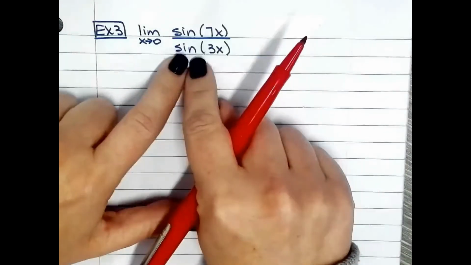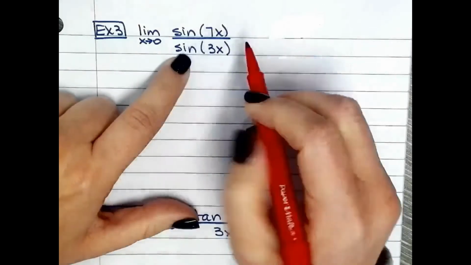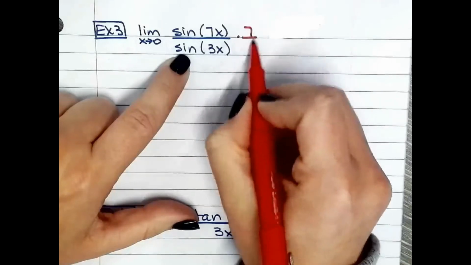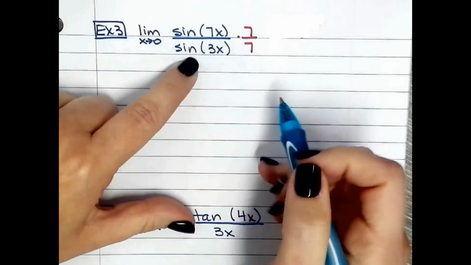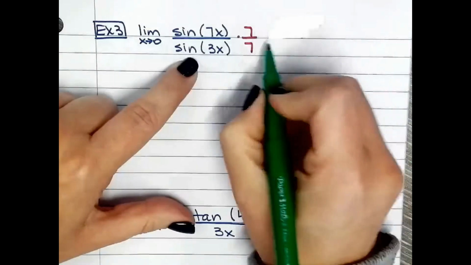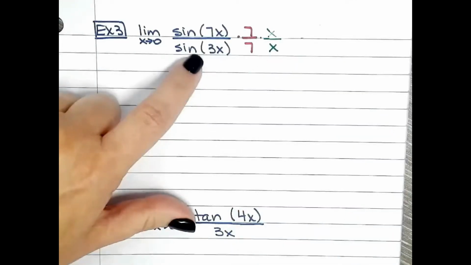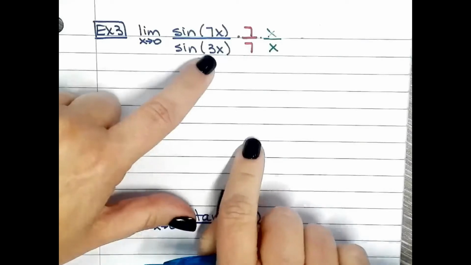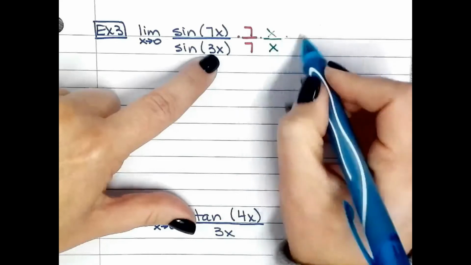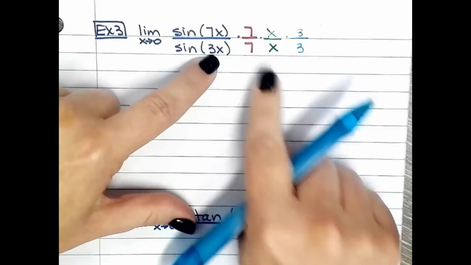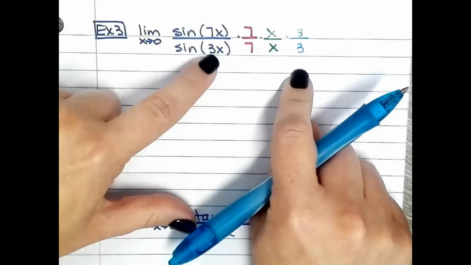Okay, so let's think about this. I need 7x in the denominator, so I'll multiply by 7, which takes care of the 7. I will have to multiply by x, because that will give me 7x in the denominator. But then I need 3x in the numerator, so I will multiply that by 3. I'm color coding it so I don't lose track of what goes where.